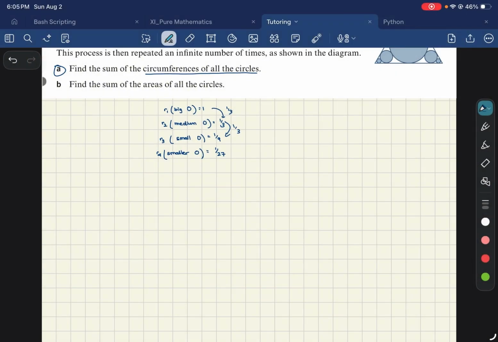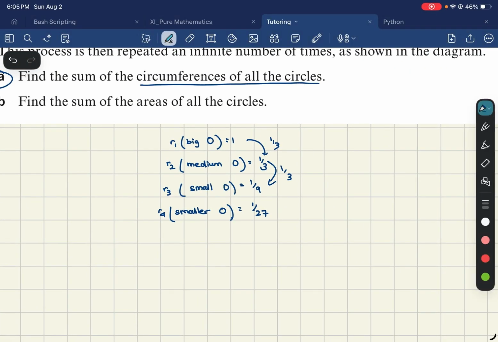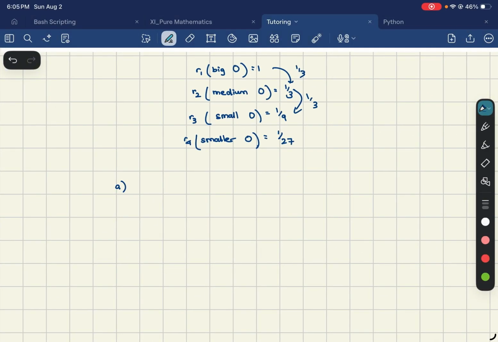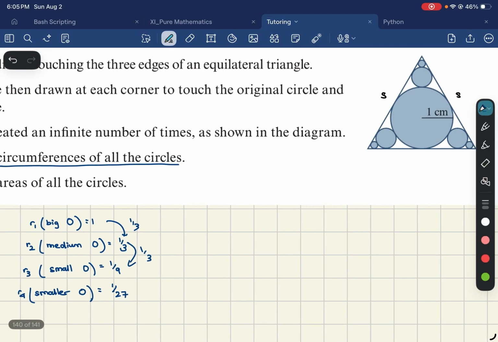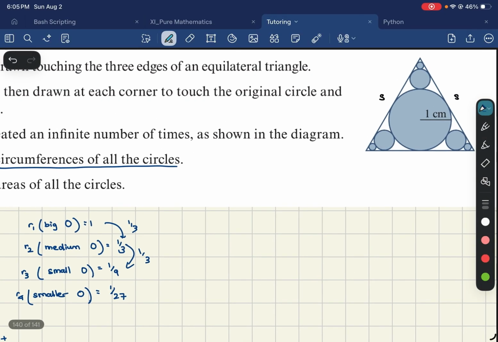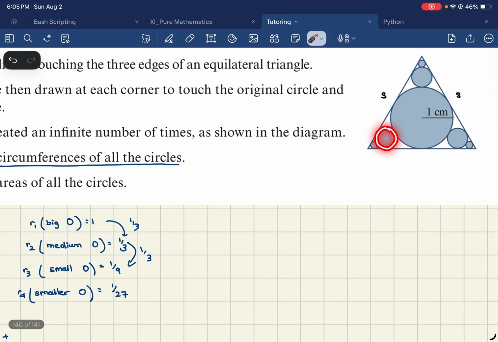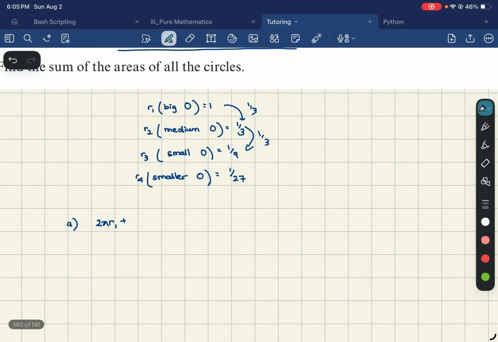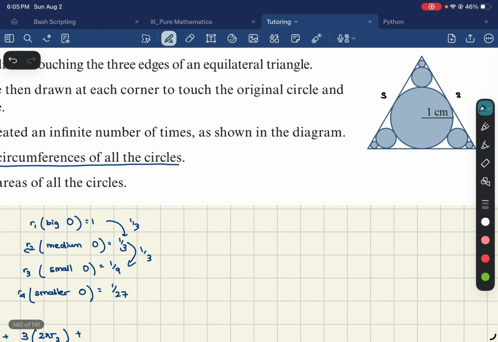All right, so let's solve for part A. So find the sum of the circumferences of all the circles, right? So let's look at the diagram. We have one big circle with the radius R1, right? So the circumference is just going to be 2 pi times R1. We have 3 circles with radius R2, right? If you remember, R2 is the radius of the medium circle. So you have 3, and then each medium circle has the circumference 2 pi R2. And then we have 3 small circles, right? With the radius R3.